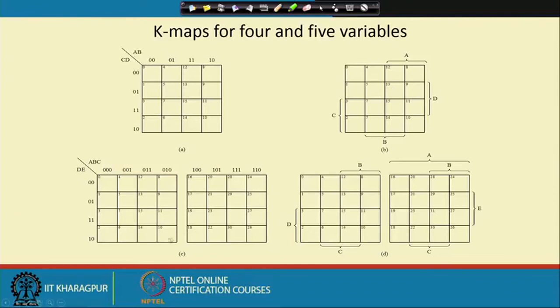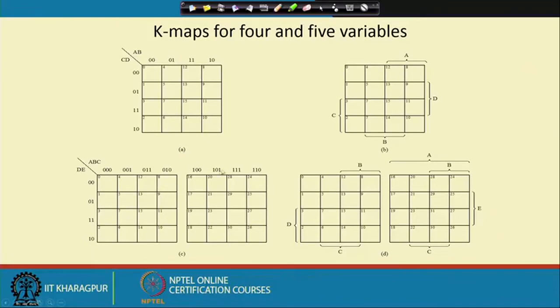So, for 5 variables what we do, we take 2 maps. Okay. So, in one of the maps A is equal to 0. You see all the combinations that we have here, A is equal to 0. So, here also A is 0, here also A is 0, and on this side I have taken all the combinations where A is equal to 1. So, as if we split the map into 2, one for A equal to 0, other for A equal to 1. So, this way we can go for 5 variable maps.